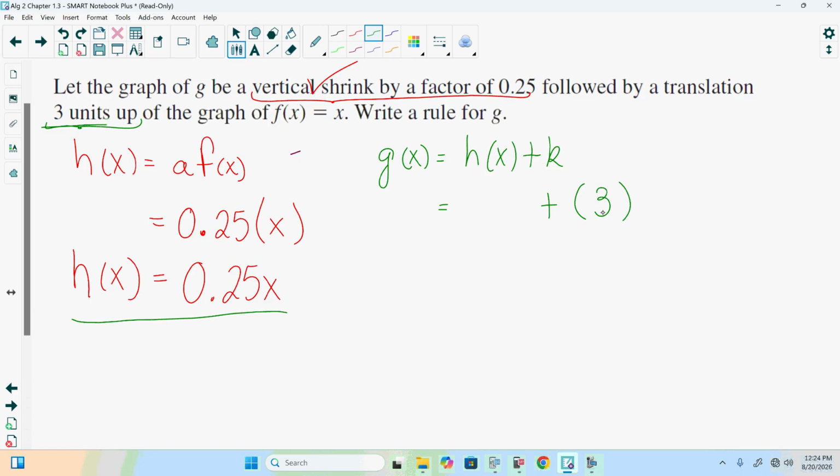What's our g, or h of x? Yeah. So it feels like there should be something more to it with the g of x part, but it's really saying, hey, we're taking the function we just stretched vertically by 0.25 and applying this new transformation to it. That's it. Anything in front of the 0.25? So it's just 0.25x plus 3.